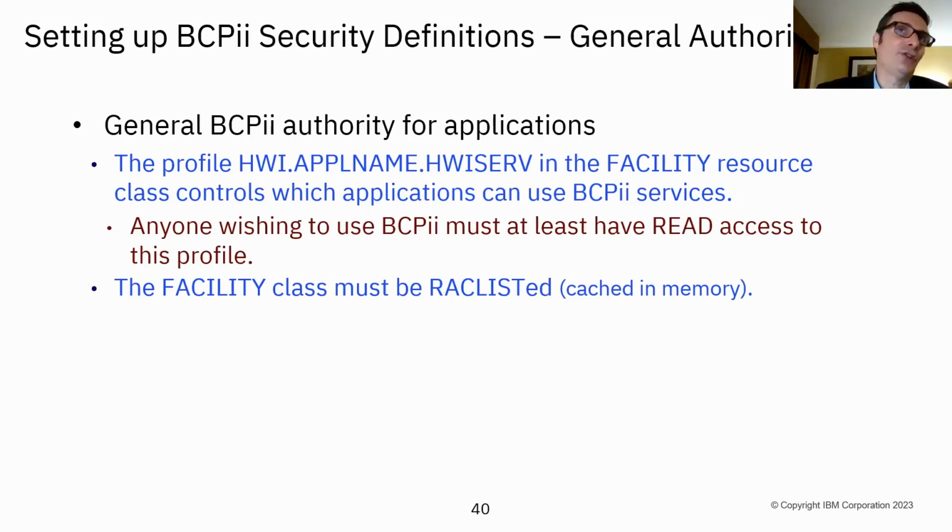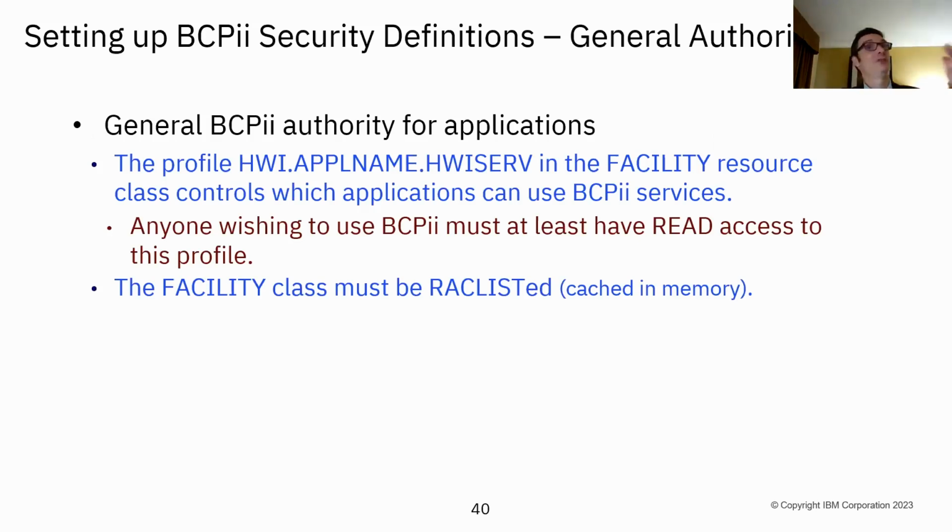The security definitions by the security admin, on the other hand: I'm first going to have to give general BCPii authority, and this can be done with RACF, ACF2, or Top Secret. They're going to specify a particular profile in the facility class to enable BCPii for a particular user. That basically says this user can or cannot use BCPii. This is very convenient when I want to remove someone immediately from using BCPii. A single profile disables all access to BCPii immediately.